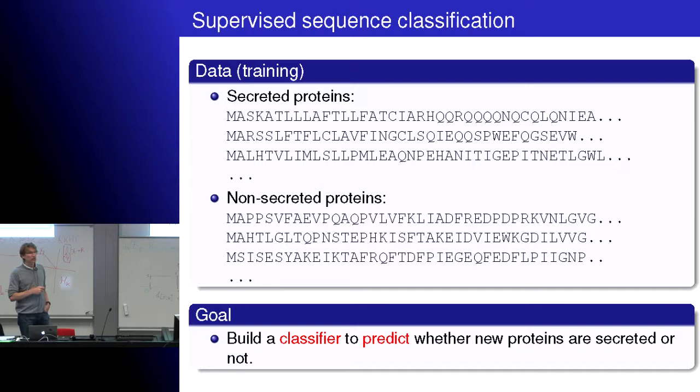Sometimes you have data which are texts. So this text here, this is not English or French. This is a biological language. These are sequences of amino acids. So these are sequences of proteins, okay?